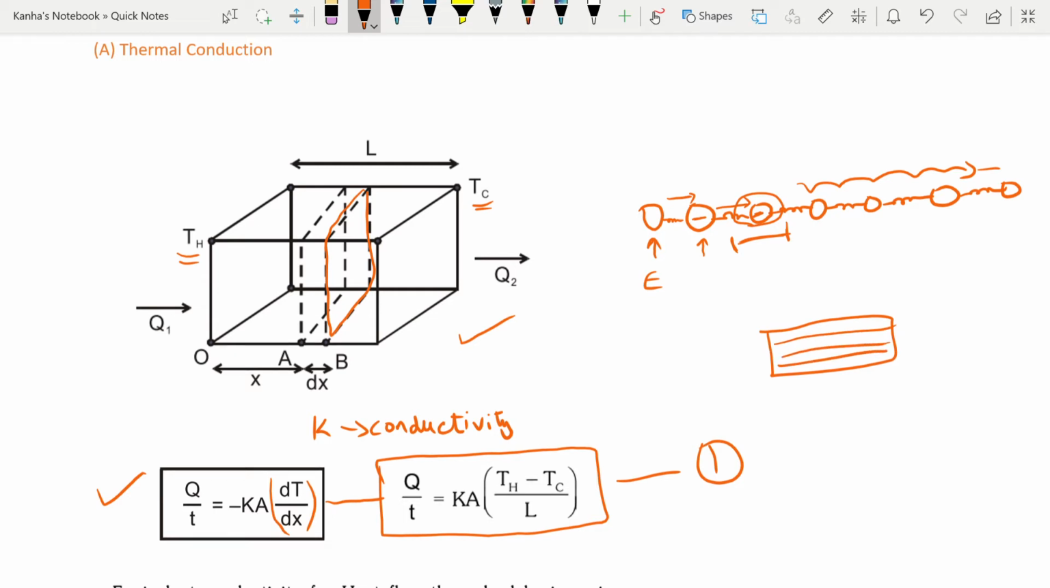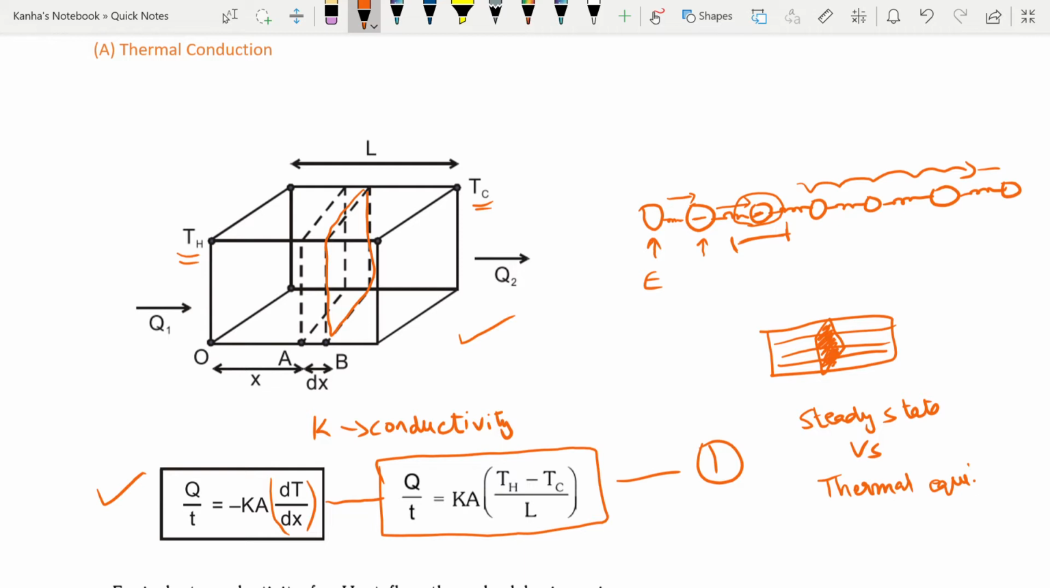But in steady state, if I take any cross section, then the temperature at any point in this cross section remains constant with time. It does not change. So steady state and thermal equilibrium are different quantities.